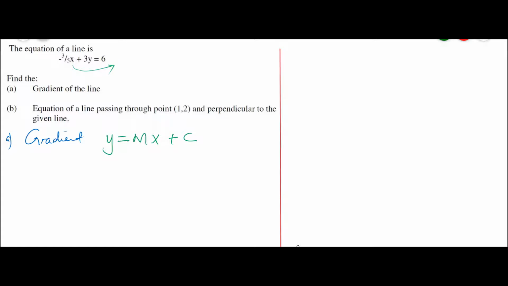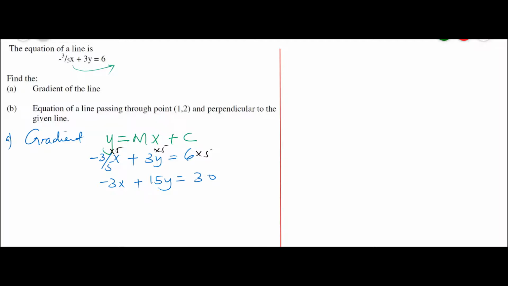So we can begin. So we have negative 3 over 5x plus 3y is equals to 6. So we can multiply all through by 5. We can multiply this one by 5, this one by 5, and this one by 5. And this one will give us negative 3x plus 15y is equals to 30.